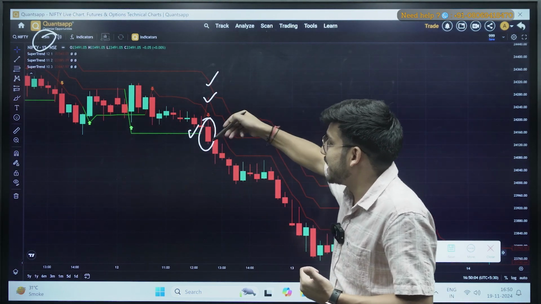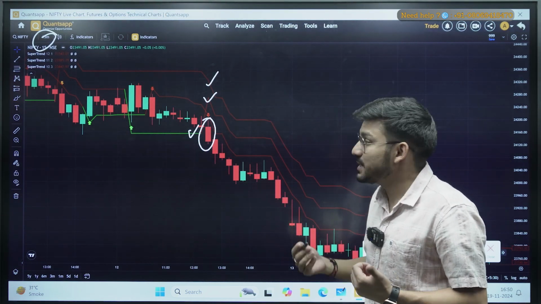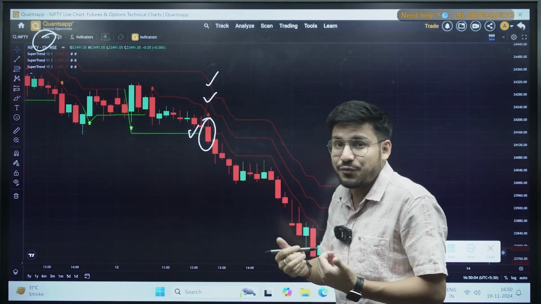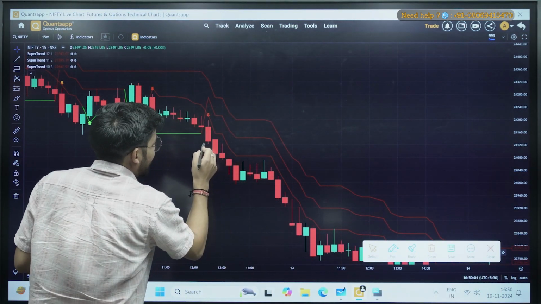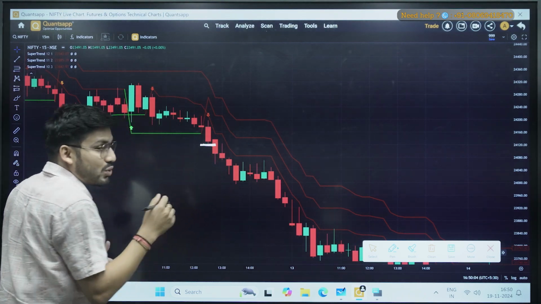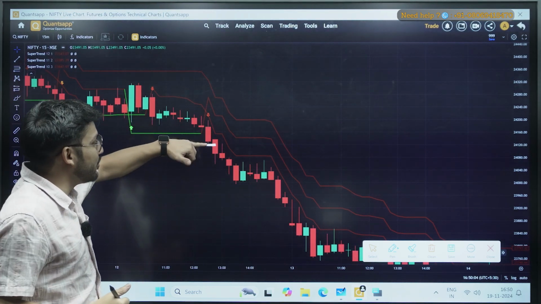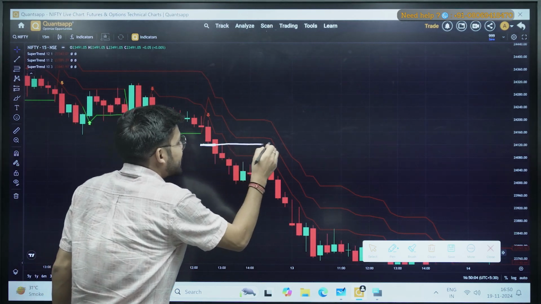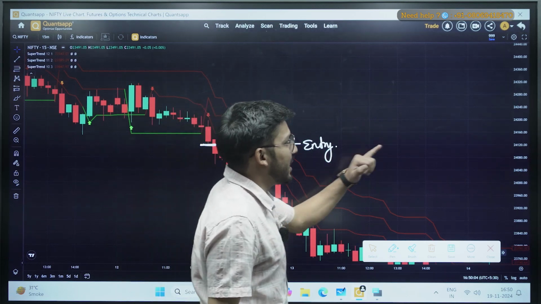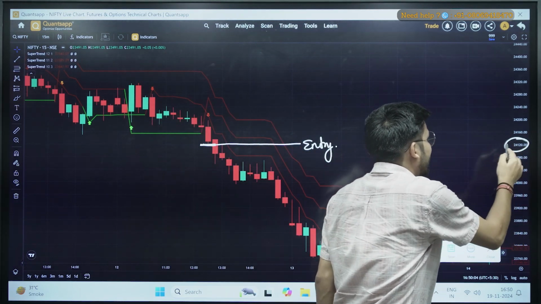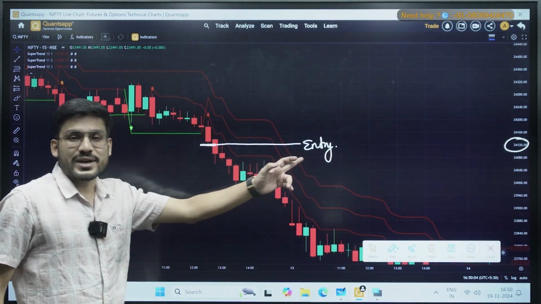So if it is breaking all of these three super trends, that is one of my confirmations. What I will do, I will mark the low of this candle. I have to wait for the candle to complete, and then whenever the market will break its low, at that time this point will be my entry point. So approximately what was my entry point? That was 24,120. That was my entry point in this trade.